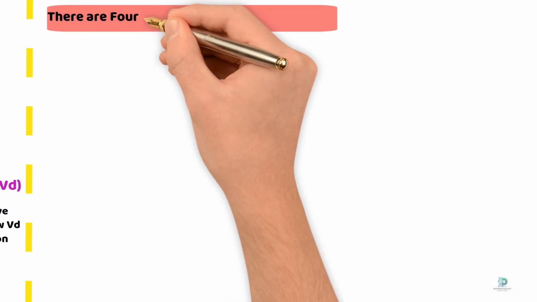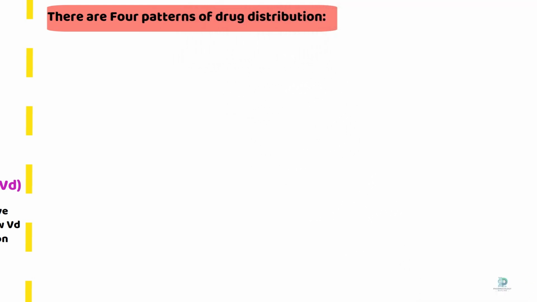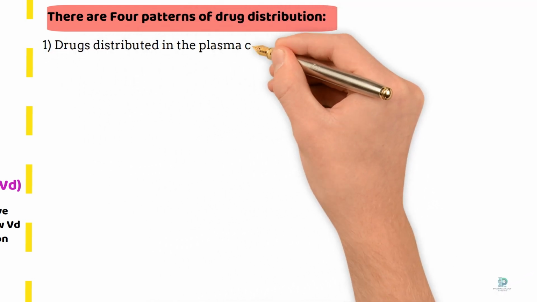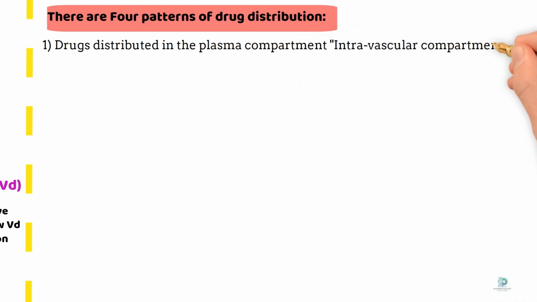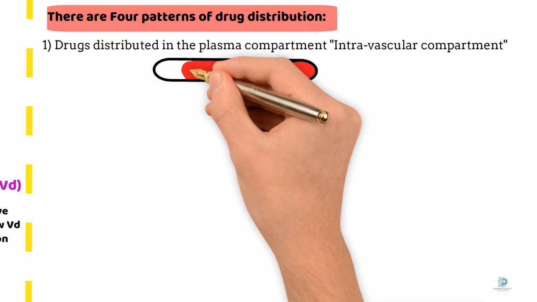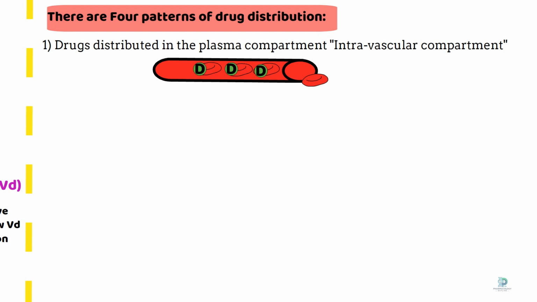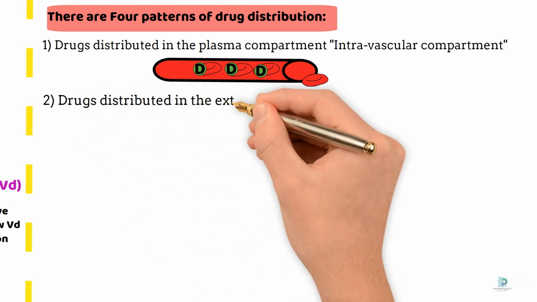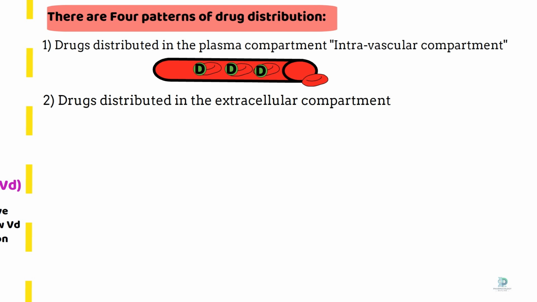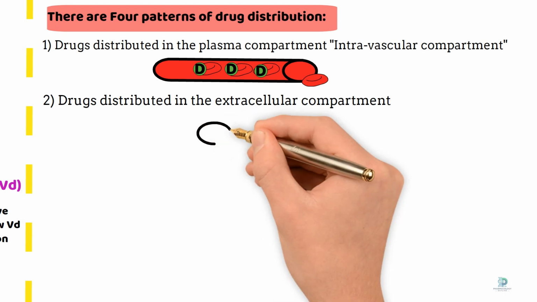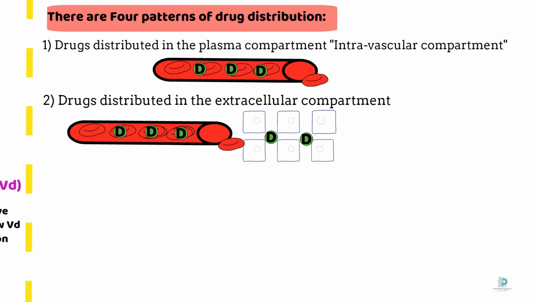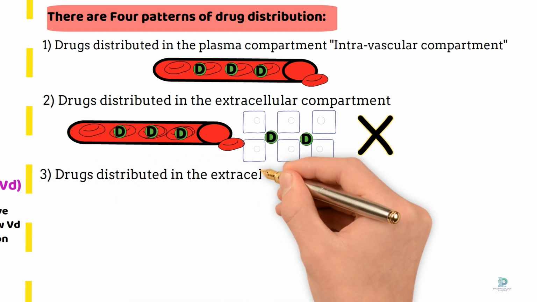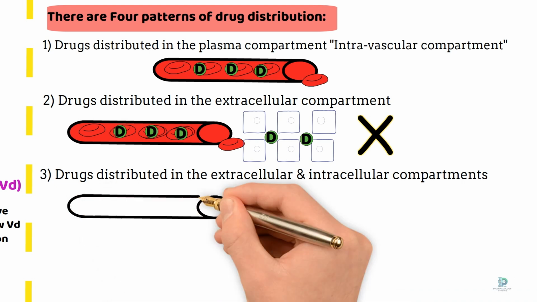There are 4 patterns of drug distribution. 1. Drugs distributed in the plasma compartment, intravascular compartment. These drugs remain primarily within the blood vessels and do not extensively distribute into other tissues. 2. Drugs distributed in the extracellular compartment. Drugs in this category distribute into both the plasma and the interstitial fluids, the fluids surrounding cells, but do not penetrate cells.